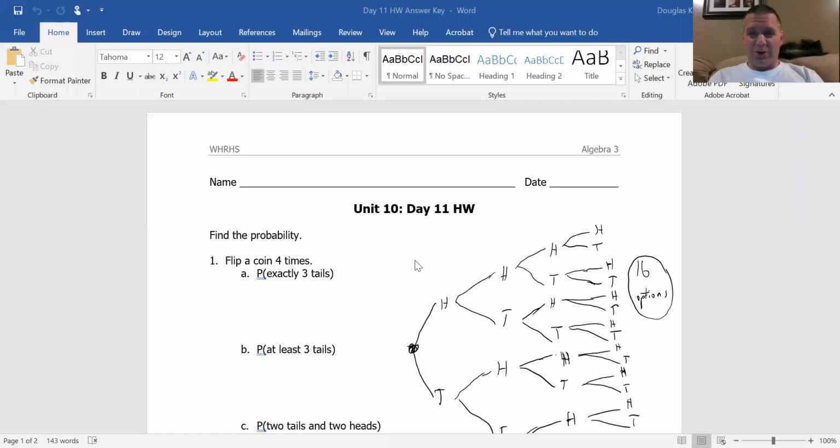Hey everybody, this is going to be a quick homework review of day 11, the multi-step experiments for independent events. This can sometimes be a tricky homework unless you label your dashes and tree diagrams carefully.